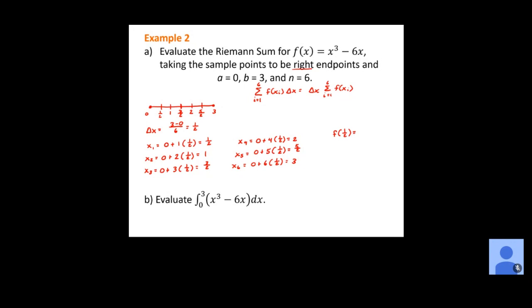And decimal's good here. So if we just plug in half, okay, negative 2.875, good. All right, we're going to do the same thing with the other x values. So f of 1, what should that give us? That's going to be negative 5, good. F of 3/2 or f of 1.5. Good, negative 5.625.